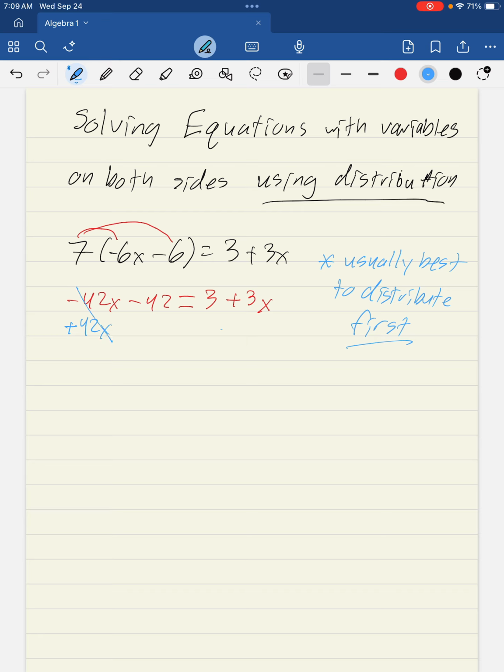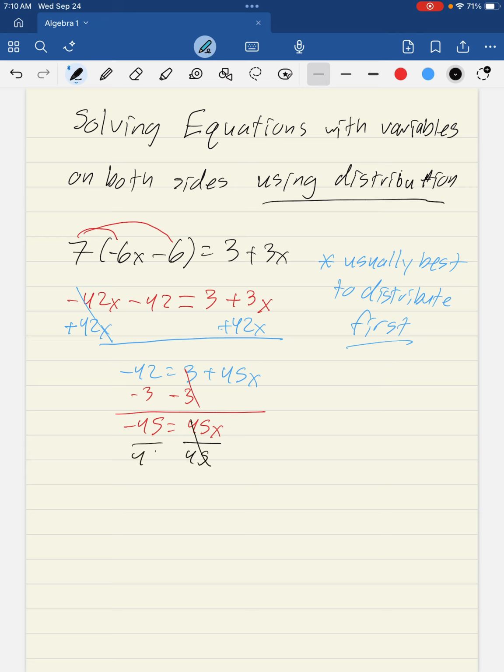Those guys cancel. Make sure we line up our like terms to make it easy to work with. And we've got negative 42 equals 3 plus 45x. And from here, we just want to get our variable term by itself. So I'm going to minus 3 both sides. We've got negative 45 equals 45x. And last but not least, we divide both sides by 45. And we've got negative 1 equals x. Boom. There we go.